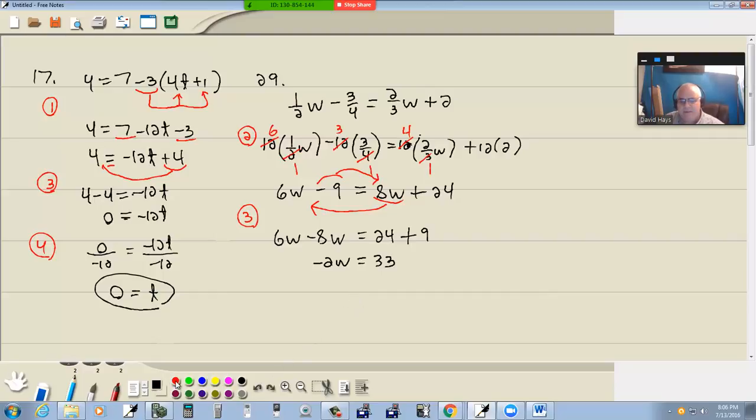Then last step, step 4. Divide both sides by the number in front of your W. There's a negative 2 there, so we'll divide both sides by negative 2. Then we get W is equal to negative 33 over 2. Let me just double check that real quick. 6W minus 9 equals 8W plus 24. Okay, took that over there. There's negative 2W. Took that over there, 33. Yeah, sure enough. That's solving linear equations.